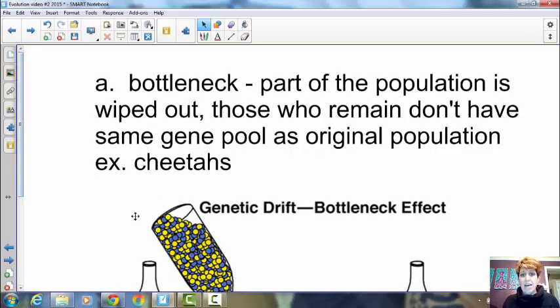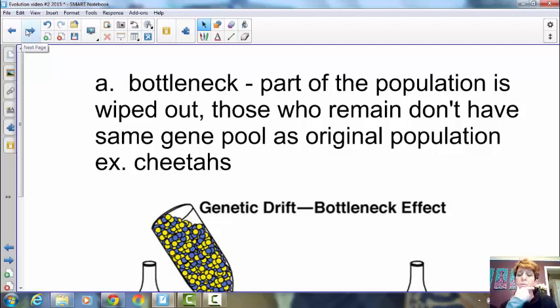This is happening right now in the cheetah population. They have been wiped out drastically, and the members that remain do not have the same frequency of their alleles as the original population. And now, because they are so inbred, there's such a small population remaining, their gene pool is very similar. Everyone tends to be quite similar, which leads to a lot of problems.